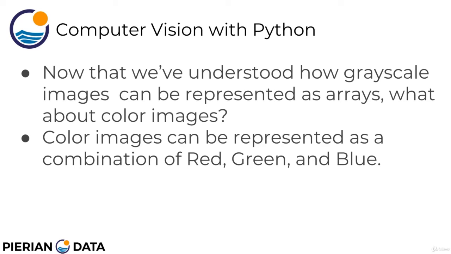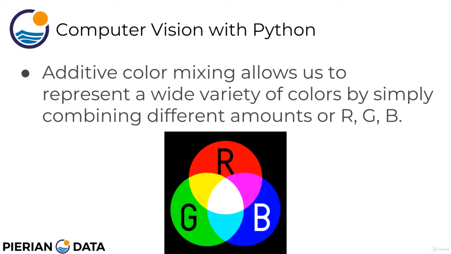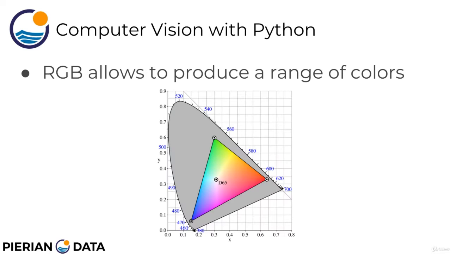Color images can be represented as a combination of red, green, and blue. Additive color mixing allows us to represent a wide variety of colors by simply combining different amounts of RGB, or red, green, blue. And RGB allows us to produce a range of colors. Here we can see the entire dynamic range that just red, green, and blue allows you to create. This sort of image is known as a color triangle, and basically what that means is only colors within this triangle can be reproduced by mixing the primary colors, that is red, green, and blue. Colors outside the color triangle are therefore shown here as gray.